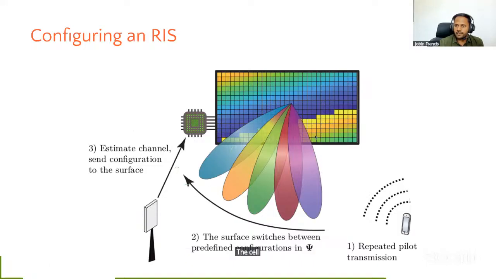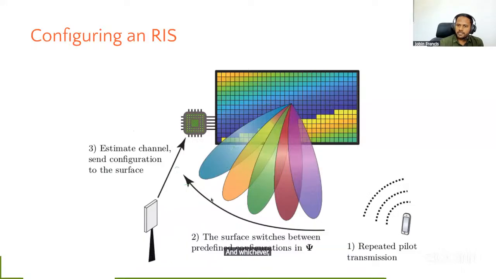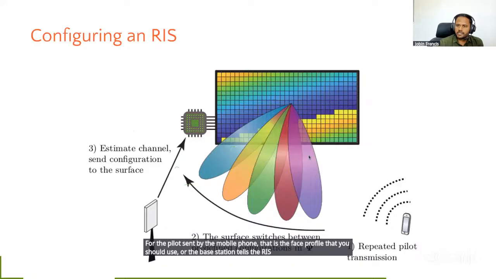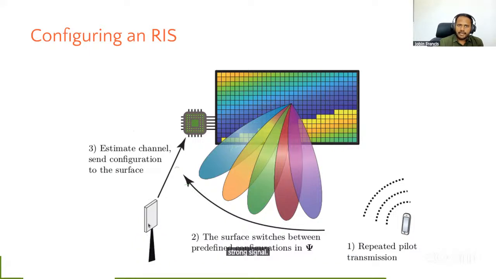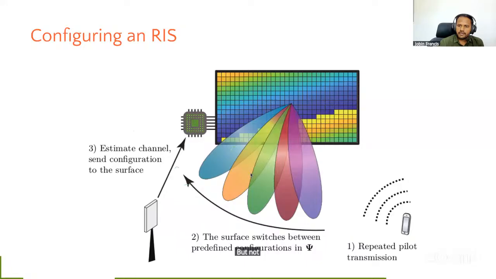and the cell tower can listen to the strength of this pilot signal. While trying out different beams, that is, different phase profiles for this RIS surface, whichever phase profile gives you the strongest signal at the cell tower for the pilot sent by the mobile phone is the phase profile that you should use. The base station tells the RIS to choose this profile, since that is the one that gives you the strong signal. So in a sense, yes, here again CSI is needed. It's just that it's a lot more coarse. You only need the signal strength, or the RSRP, but not the actual complex channel gain.